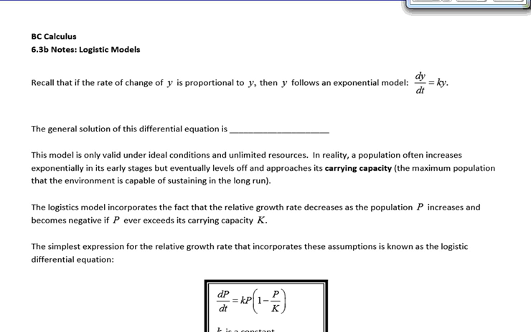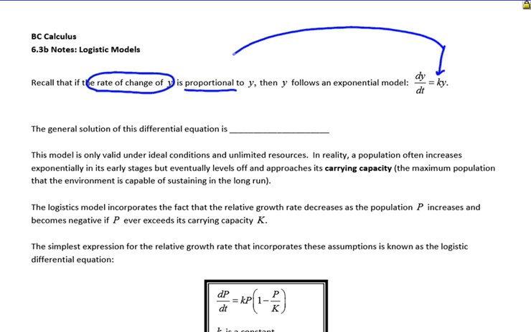Remember this phrase: if the rate of change of y, so rate of change means a derivative, so dy/dt, is proportional to y, where k is the constant of proportionality, then y follows an exponential model. If you solve for y, which we did in a past video, you get an exponential growth model. The general solution is y equals c times e to the kt.